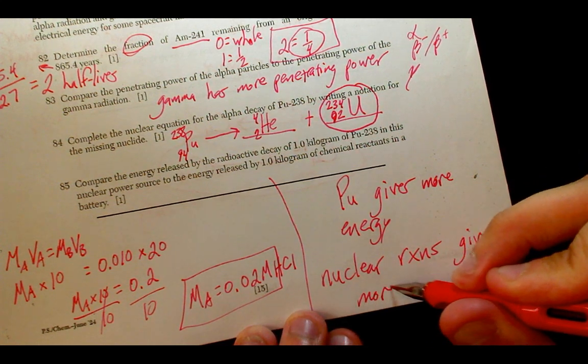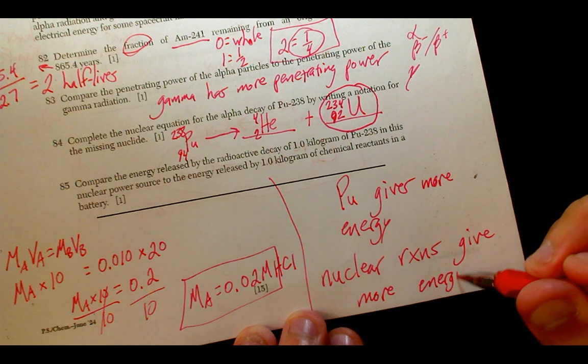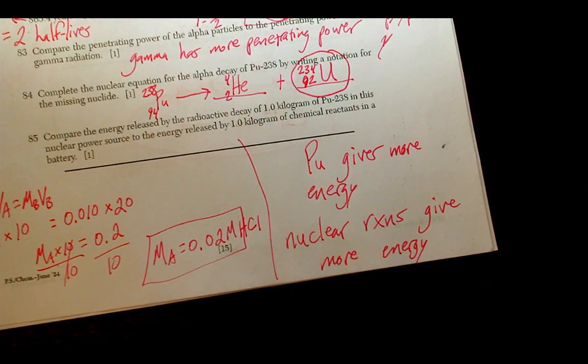Nuclear power is powerful. That's the whole point. Nuclear reactions give a lot more energy than burning fossil fuels or burning paper or whatever. That's always going to be the answer. Nuclear things give more energy. It says 1 kilogram of each one. Who cares? Nuclear things release a lot more energy than every other chemical reaction. So that's the answer there.